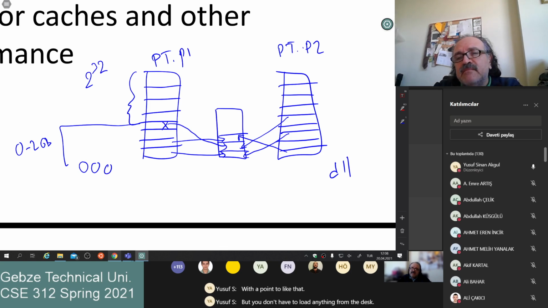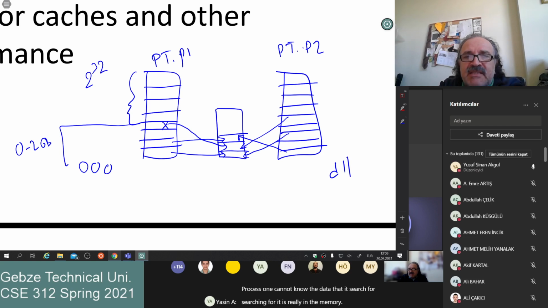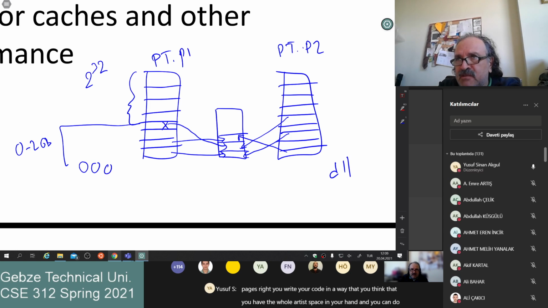And this might happen, as I said before, if these two processes are sharing pages. Page sharing is commonly done on modern operating systems. So the operating system does this kind of stuff. As a programmer, you don't know about the pages. You write your code as if you have the whole address space in your hand and can do whatever you want. And all the loading of the pages, writing them back to the disk, handling of the page faults, etc., is all handled by the operating system.